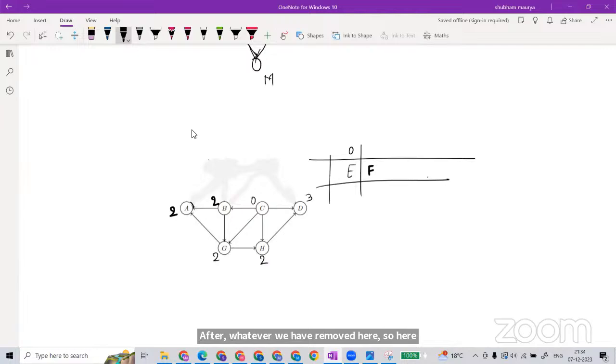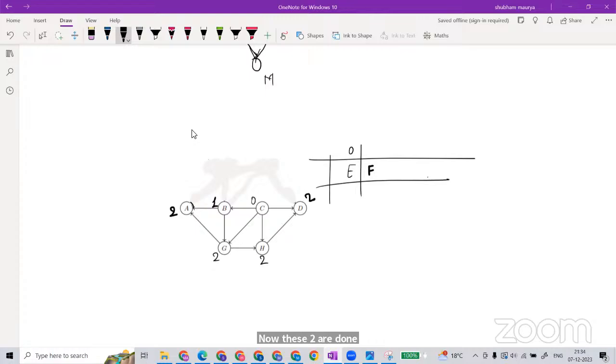So here is this two edges, outgoing edges were with the vertex. So here the update will be, it will become 1. Here it will become 2. Now these two are done.